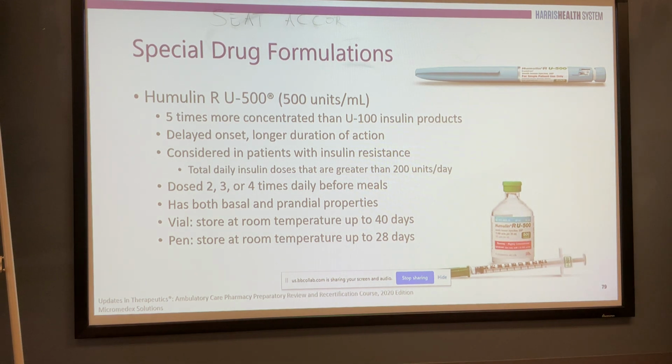And I have an example of one. So you can see how many units you can draw up of U500. A U500 syringe goes all the way up to 200 units, and you don't have to put as much volume. You don't have to inject as much. But green cap, green syringe. So make sure you don't give the patient the wrong syringe because it could lead to a dosing error. Right?